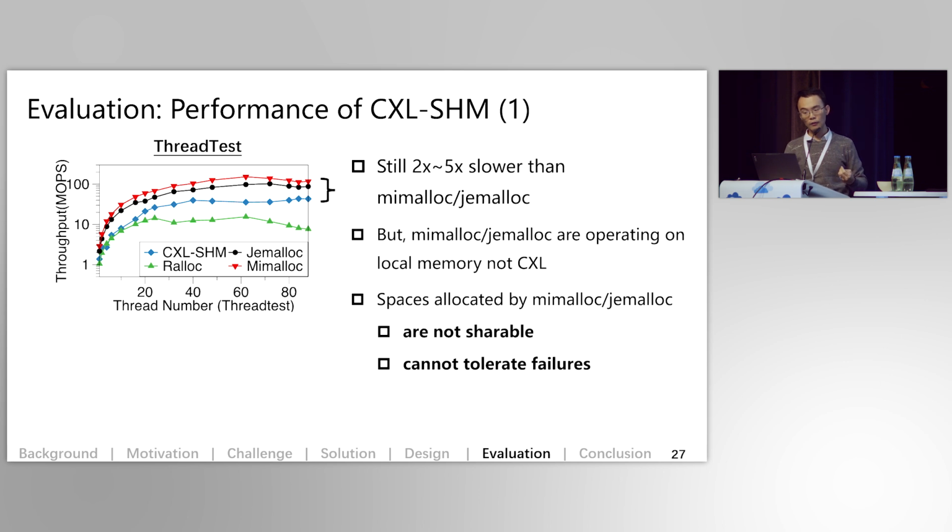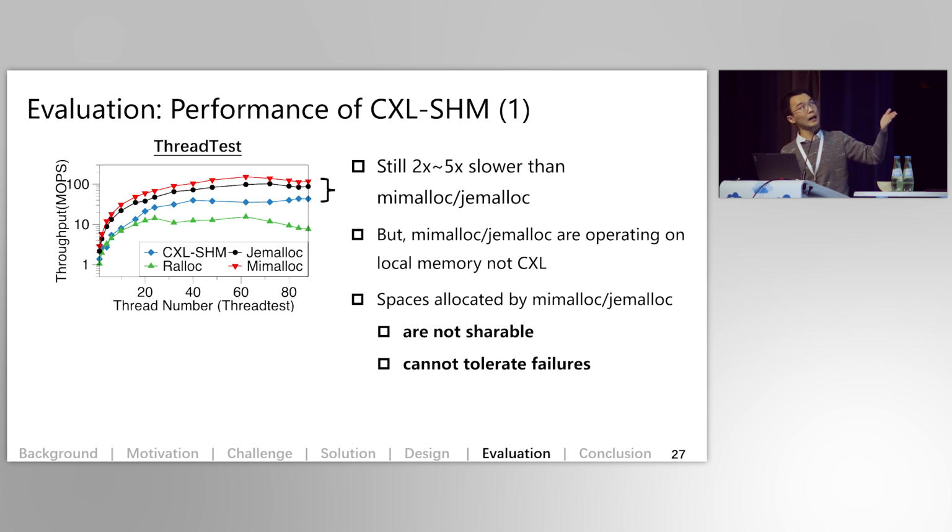However, we also found that the performance of CXL shared memory is still 2 to 5 times slower than mimalloc or jemalloc on local memory. We think this is acceptable, because the latency of CXL memory is still higher than local memory, and there are necessary costs to tolerating failures and to supporting the sharing of the allocated memory.